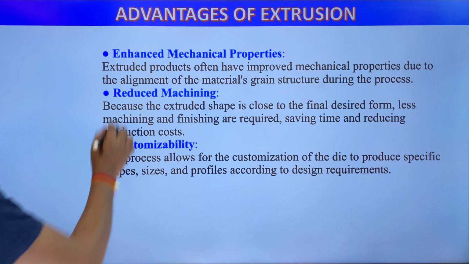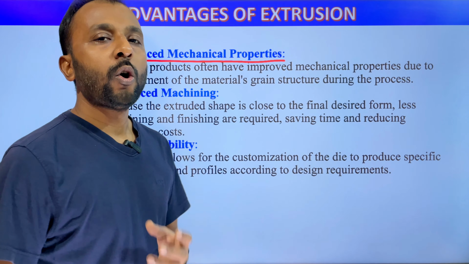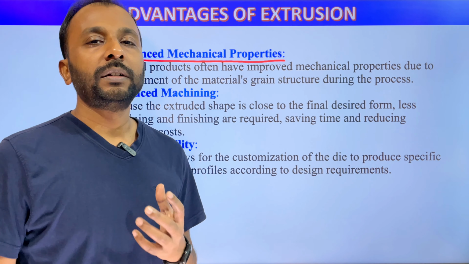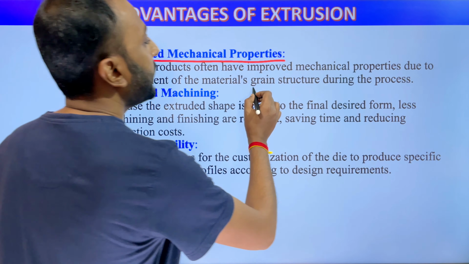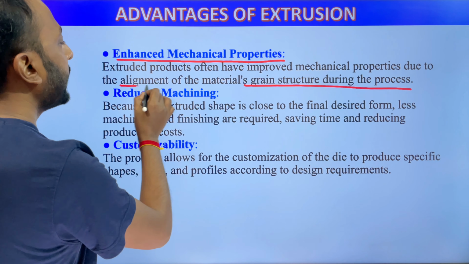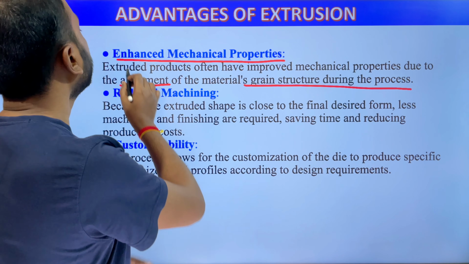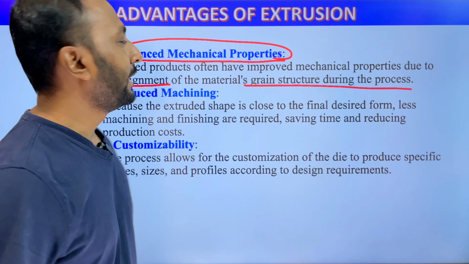The next advantage is enhanced mechanical properties. When we are doing the hot extrusion process, the mechanical properties of the material will be enhanced because the grain structure gets aligned in a particular manner during the process. That's why we get enhanced mechanical properties in the final product.